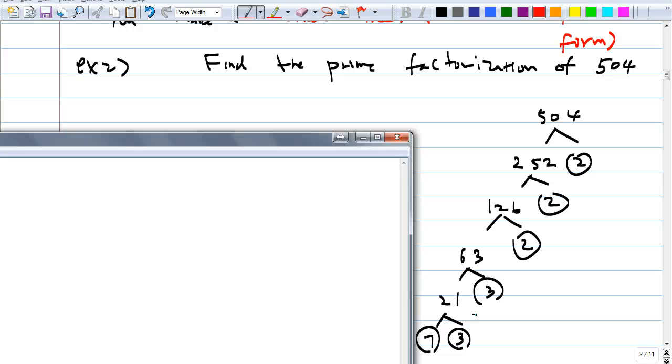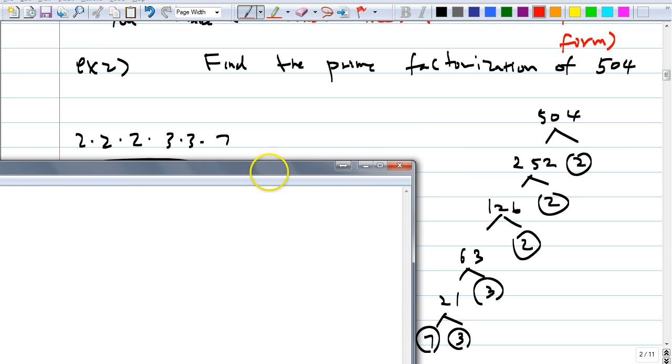I have 2 times 3 times 3 times 7. So do you think it's a good idea to write them in increasing order like this? Yeah. Right. So how many 2's do I have? 3. How many 3's do I have? 2. How many 7's?